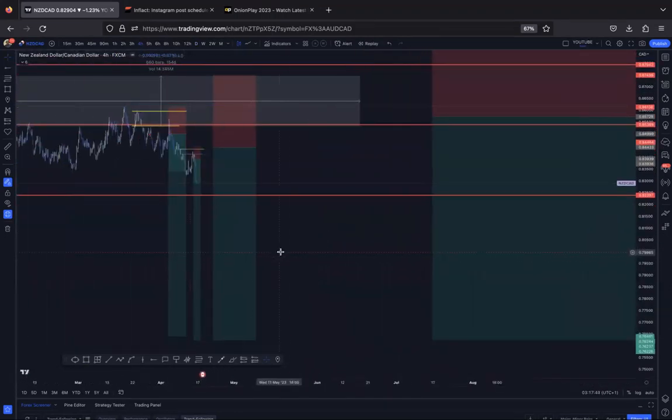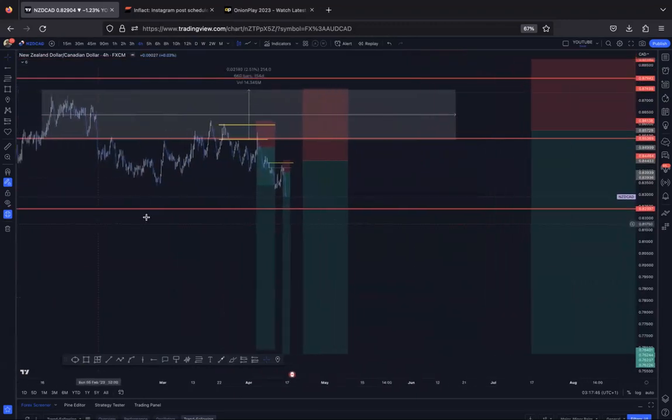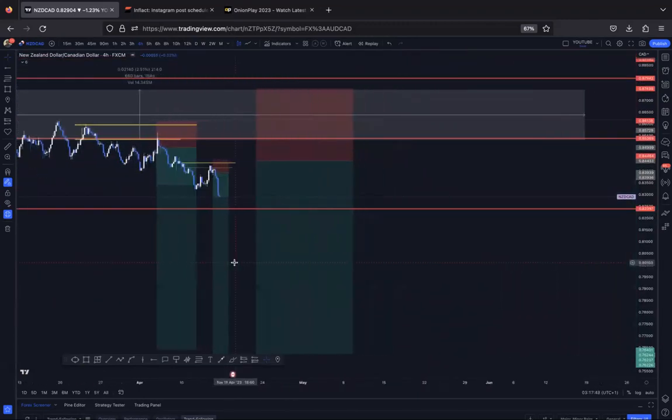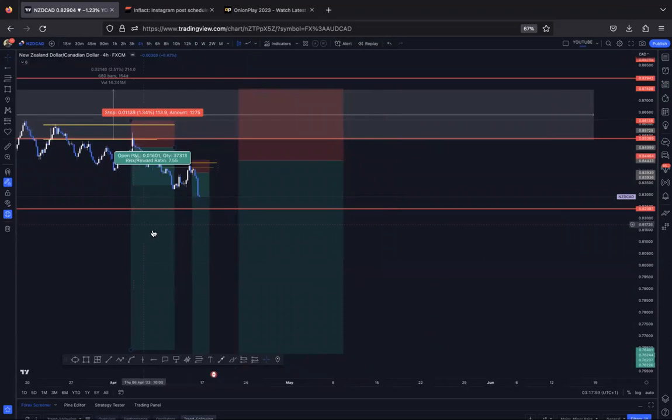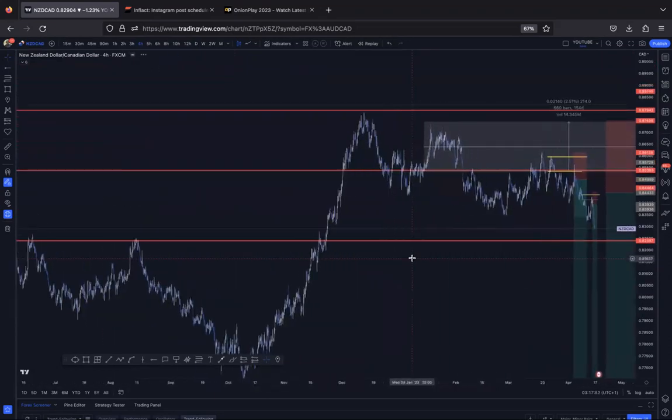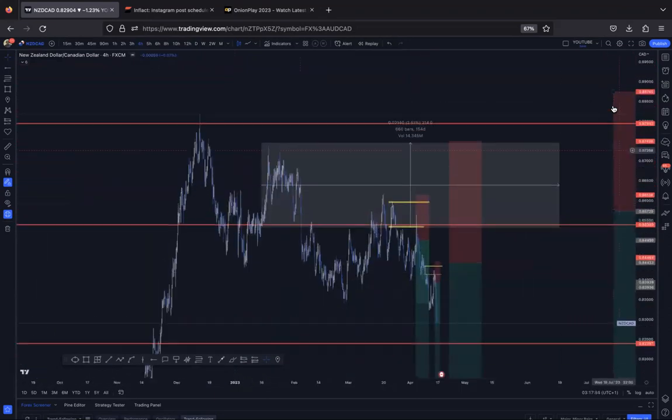Does this make sense? So I hope this makes sense. So when you have zones like this, even though we are going from the monthly all the way to the 4-hour time frame, we're just trading in the direction of the zone. So here, there are so many things that we can look at.